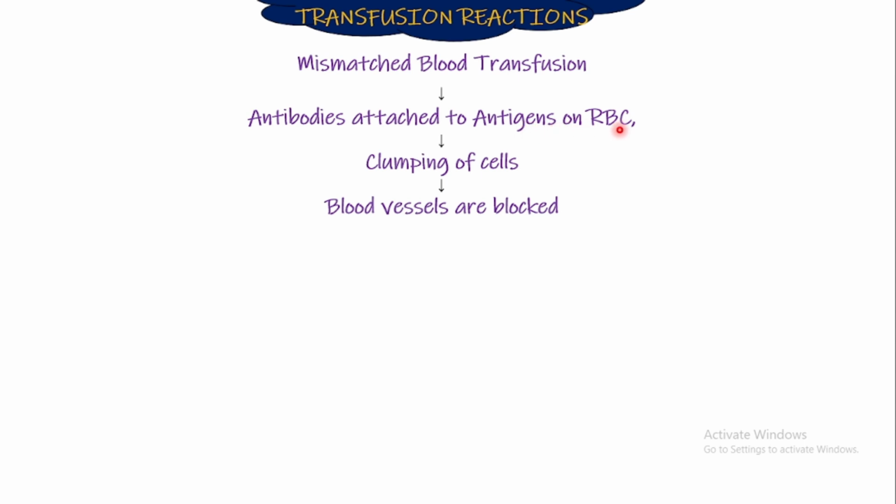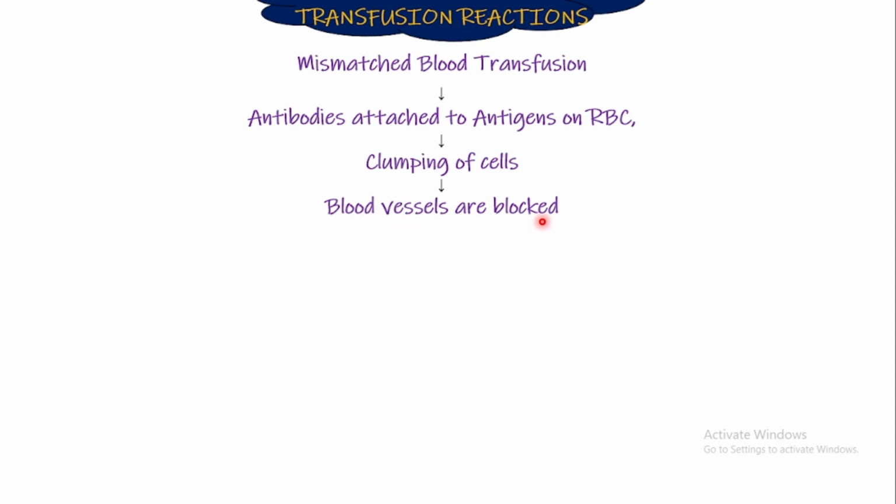Okay, so whenever there is a mismatched blood transfusion, the antibodies of the recipient blood will attack the antigens on the RBCs of the donor. Now these antibodies, when they attack the antigens, will result in clumping of the red blood cells. And when there is clumping of the red blood cells, the blood vessels will be blocked. So antibodies attacking antigens and forming clumps of red blood cells, this clump will block the blood vessels.